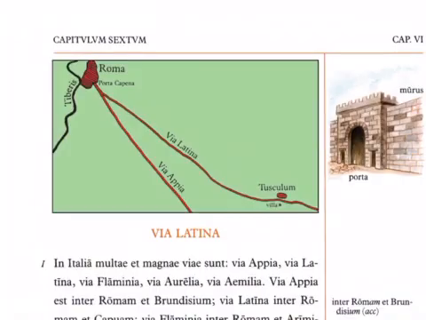Okay, welcome to this video lesson on Capitulum Sextum, Chapter 6 of Lingua Latina per se illustrata. And the name of this chapter is Via Latina, the Latin way. Via is a word we get via and viaduct from. It's a word that means road or way or street. So the Latin way or the Latin road is the name of the chapter.